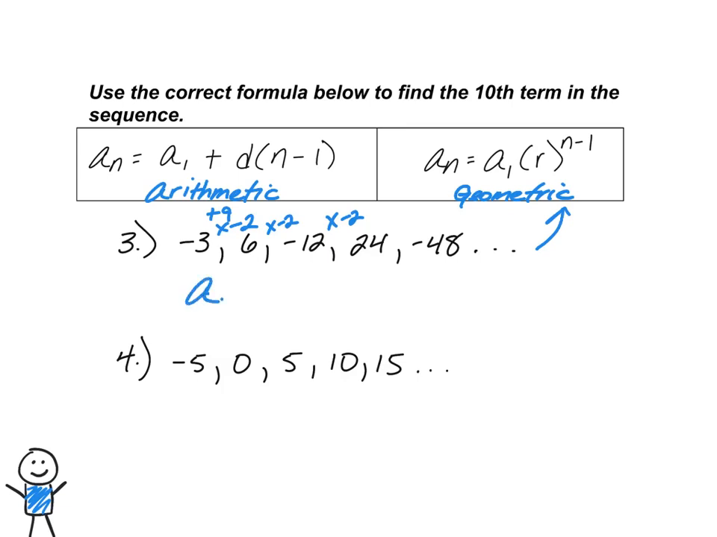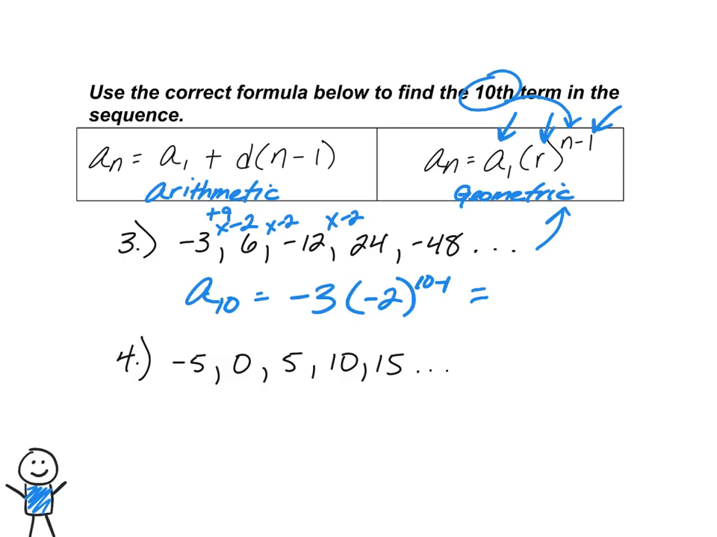If I'm looking for the 10th term in the sequence, a1 represents the first term in my sequence. Well, in my sequence, the first term was a negative 3. The r represents the ratio. Well, the common ratio in this particular problem was we multiplied everything by negative 2. And then we have an exponent of n minus 1, and n represents whatever term we're looking for. So in this case, we're looking for the 10th term, and then minus 1 is what the formula says to do. So I can evaluate this in the calculator or by hand if I wanted to.